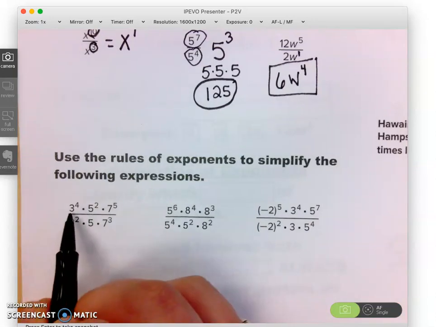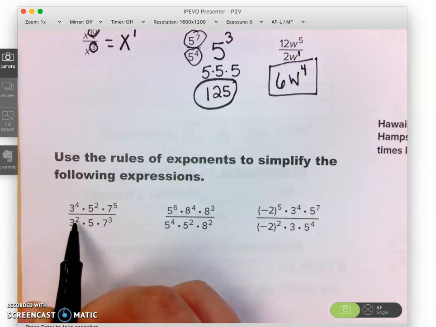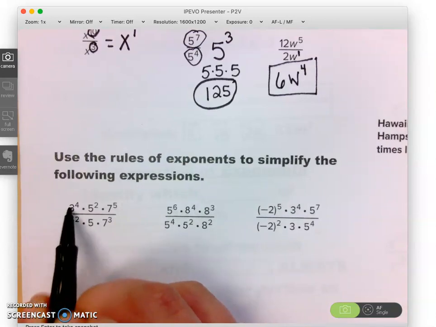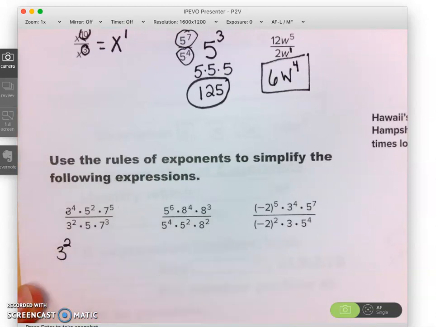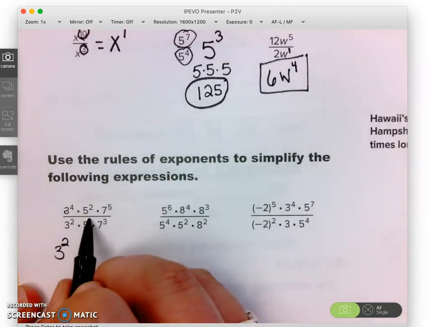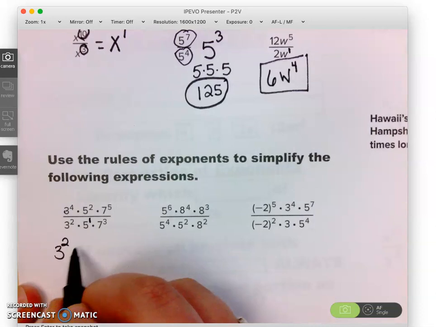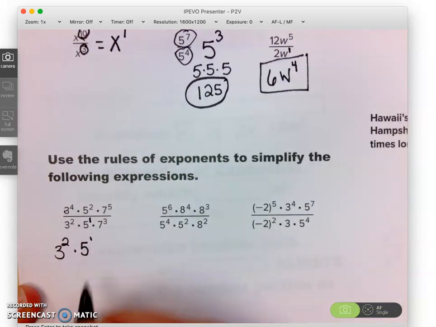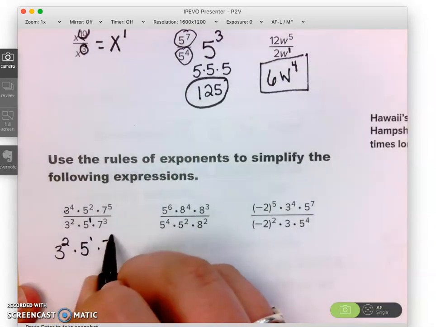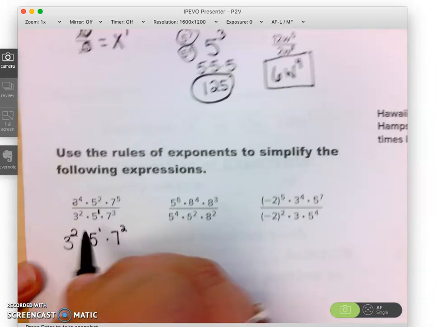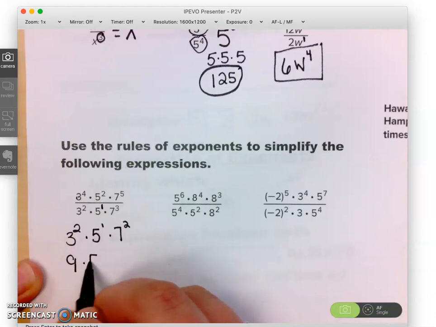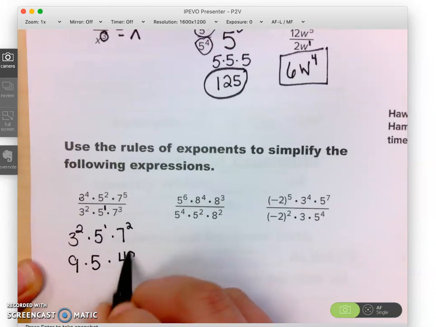So here, 3 to the 4th power, 3 to the 2nd power, those are like bases of 3 and 3. So subtract 4 minus 2, I get 2. And then 5, remember here, is a 1, so it's 5 to the 1st power. And then I have 7 to the 2nd power. 3 to the 2nd power, or 3 times 3, is 9, times 5, times 49.